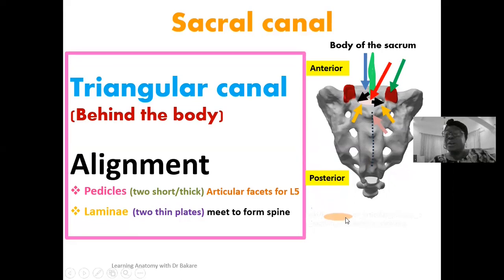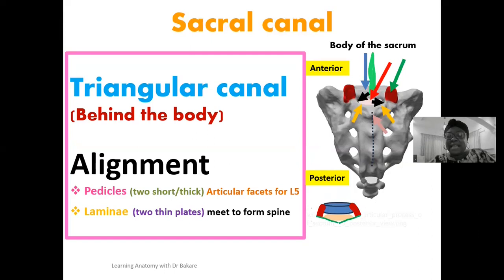This region is where we have the sacral canal, and at the anterior part, we have the body of the sacrum. It means that the body of the sacrum bounds the sacral canal anteriorly. So we have extensions from the body of the sacrum, and these are referred to as pedicles. We have one on this side and another one on the other side. This is highlighted here in red. Further extensions from the pedicle, we have the laminae. This is the lamina highlighted here in green. We say it is a thin plate of bone. We also have another one on the other side.